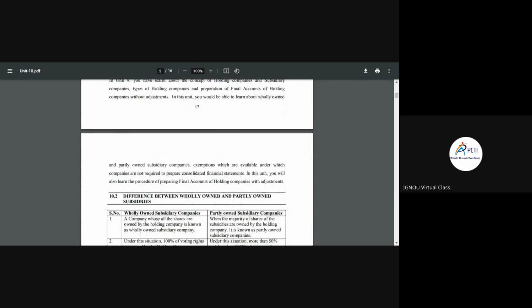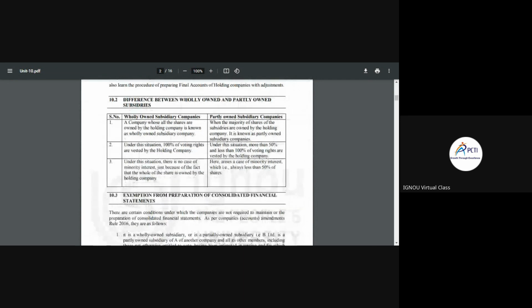So first of all we need to know the difference between the wholly owned subsidiary company and the partly owned subsidiary company. In the case of a wholly owned subsidiary company, a particular company whose all shares are owned by the holding company is known as a wholly owned subsidiary company. It means a company whose all shares are held by the holding company.